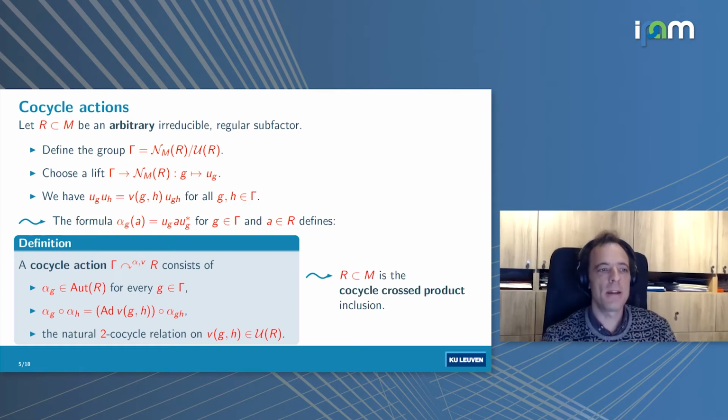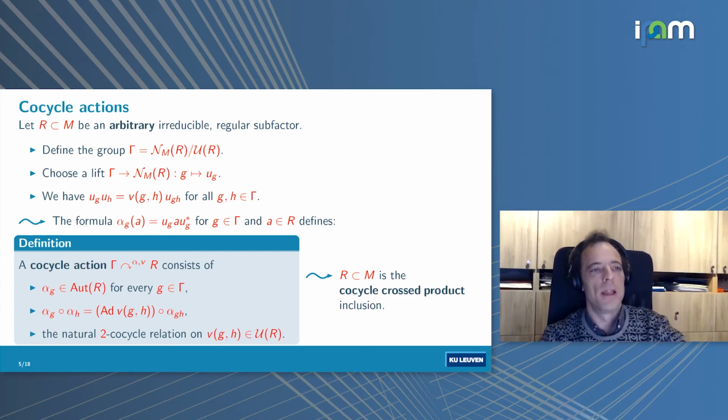Okay, and then the cross-product construction that was explained in the previous talk can be done in the presence of these cocycles, and then really the original inclusion is the cocycle cross-product inclusion.